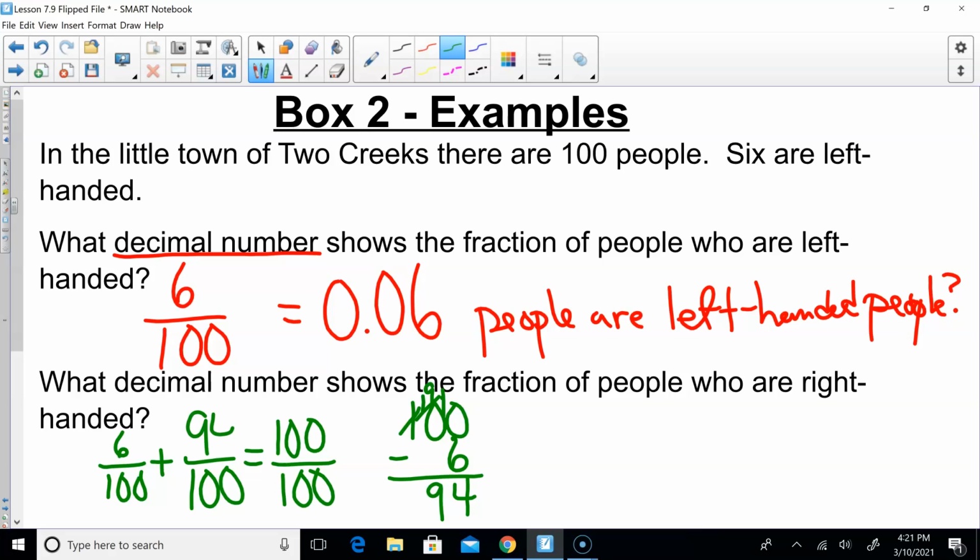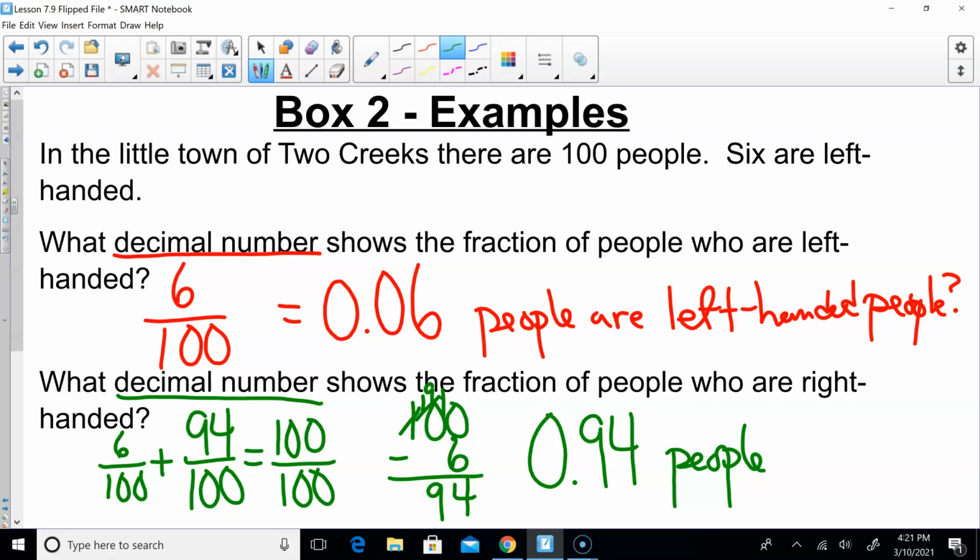So 94 hundredths of the people are right-handed, but they want me to write it as a decimal number. So I would have 0.94 of the village are right-handed in the town of Two Creeks. And there you go. So you can pause this right now. You can write down these numbers and how we solve those to get our information.